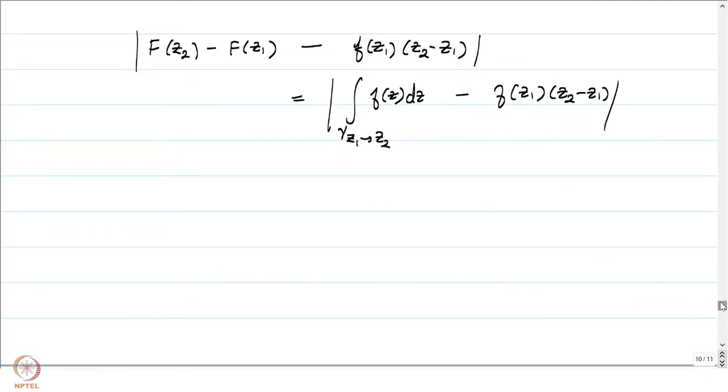And again, what will be the integral of a constant over a straight line path? It's just going to be what I am writing here. It's going to be the integral of f of z1 dz over a path gamma from z1 to z2, a straight line path gamma from z1 to z2. That's going to be exactly this, right? And by taking that into account, this is going to be f of z minus f of z1 into dz over gamma z1 to z2.